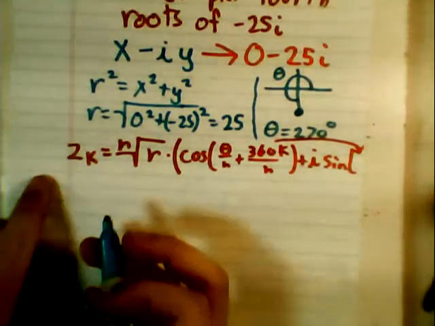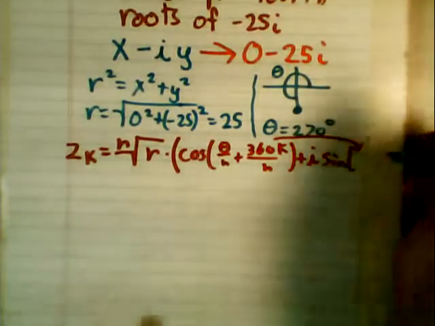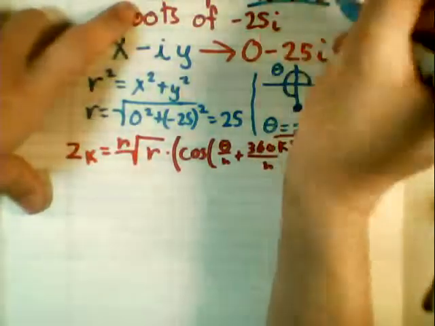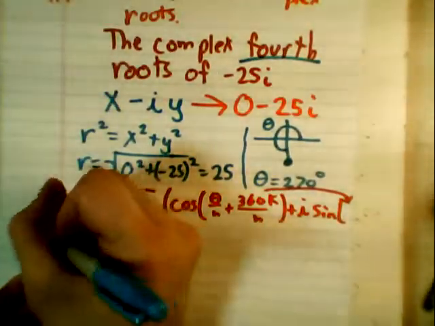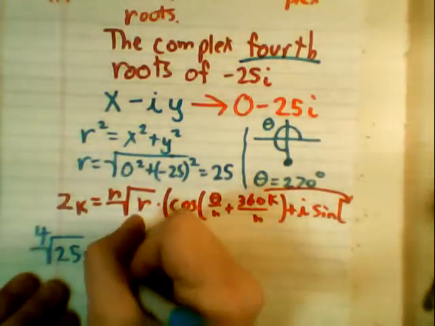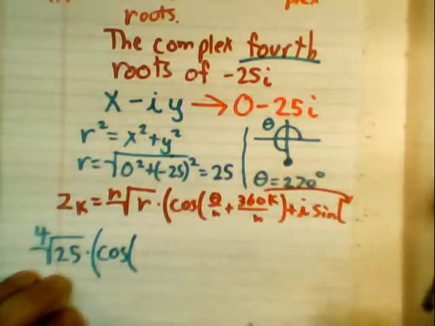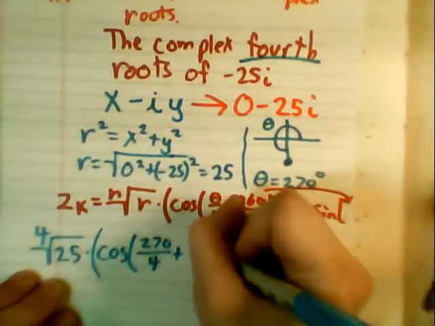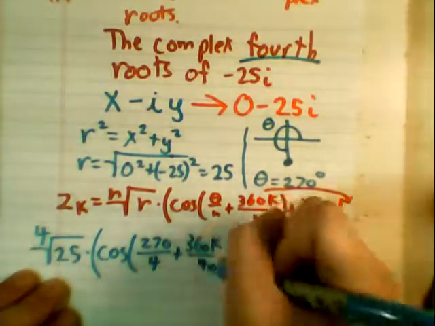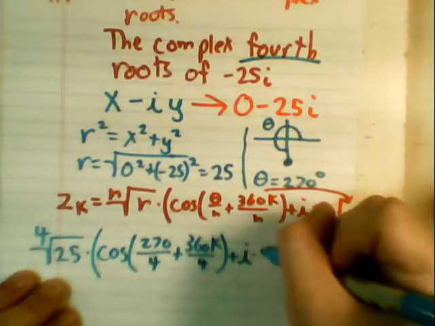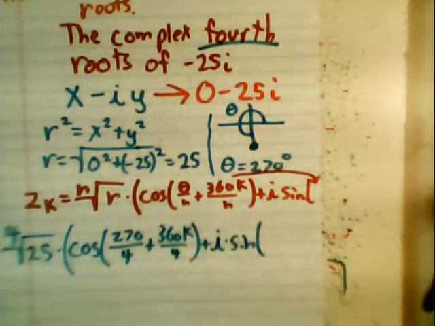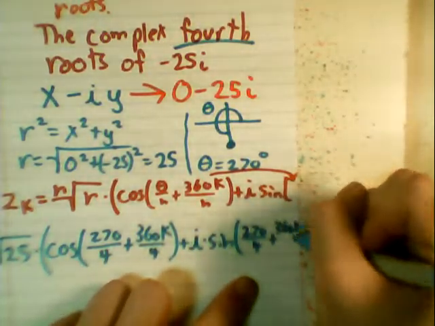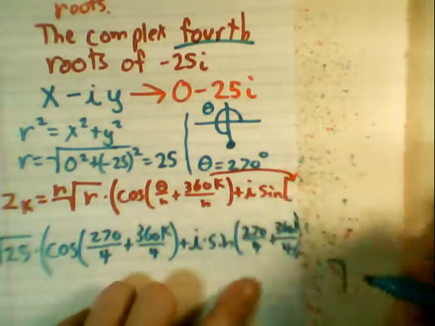Okay, so now that we have our halfway written equation, and we have parentheses, let's fill in our n, looking for fourth roots. So we have the fourth root of 25 times cos of theta, theta was 270 degrees, divided by our n, which is 4, plus 360k over our n, which is 4, plus i times sine of 270 divided by 4, plus 360k over 4. And then we would have 2 parentheses to close it.